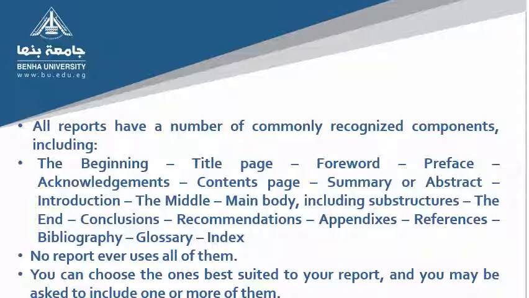All reports have a number of commonly recognized components, including the beginning: title page, foreword, preface, acknowledgements, contents page, summary or abstract, introduction; the middle: main body including substructures; the end: conclusions, recommendations, appendixes, references, bibliography, glossary, index. No report ever uses all of them. You can choose the ones best suited to your report, and you may be asked to include one or more of them.